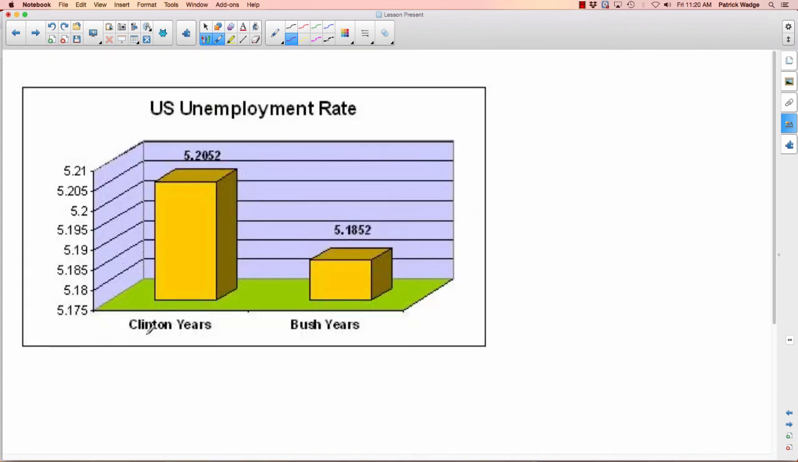Unemployment rate, Clinton and Bush, two U.S. presidents. Wow, Clinton's not doing very well. Look at all the unemployment when he... Wait a minute. The difference, 5.2 and 5. This rounds to 5.2 as well. It's basically the same. Started at 5.175 and went up by 0.005.